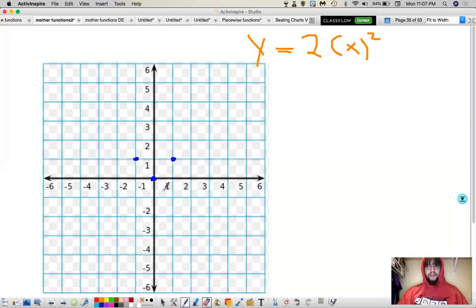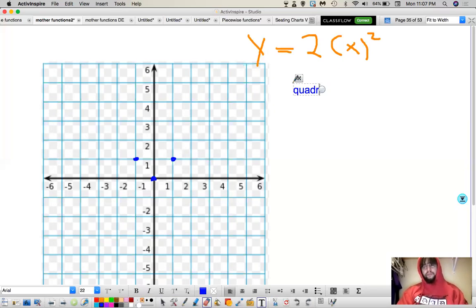And then I'm going to, well, my bad, quadratic, right? Yeah, look. Then we have a vertical stretch by 2. That's a factor of 2. That means we multiply our y values by 2.